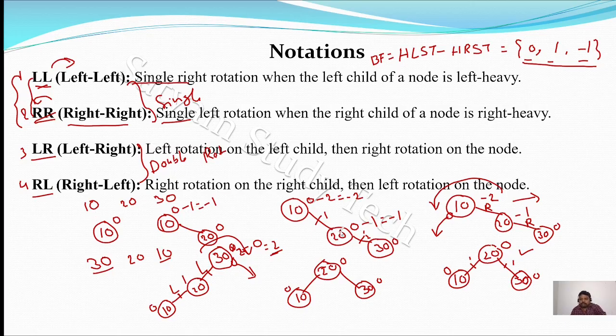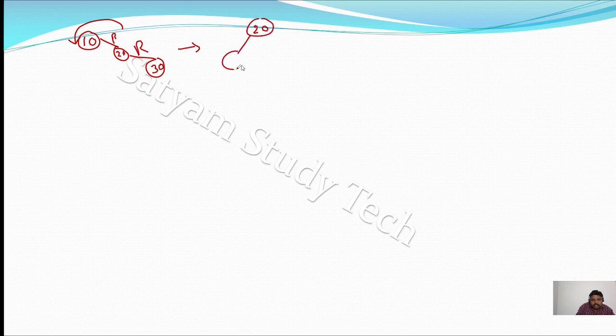Okay, now how to discuss, right? Already, this is the problem here. Here it is 10, here it is 20, and now we can see here it is 30. So this is right, we have to perform the left rotation. After performing the left rotation, the tree is balanced. Here you can see it is 10, 20, 30.